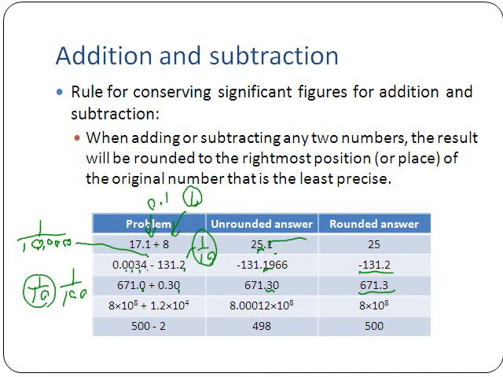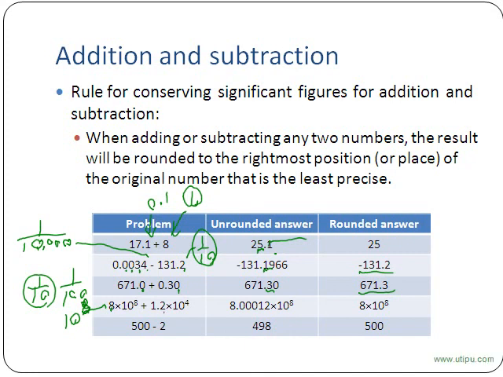Next one, 8 times 10 to the 8th plus 1.2 times 10 to the 4th. This one we have to look at a little differently because these are in scientific notation. On this first one, the smallest place is where this 8 is. That's in the 10 to the 8th place, because the digit just to the left of the decimal is multiplied times 10 to the 8th power.